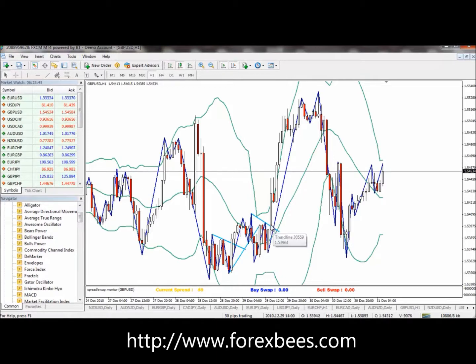And if you see, at this point the trend line is broken by a strong bullish candlestick, and at this point we are already in the London market time, so you can target more pips.